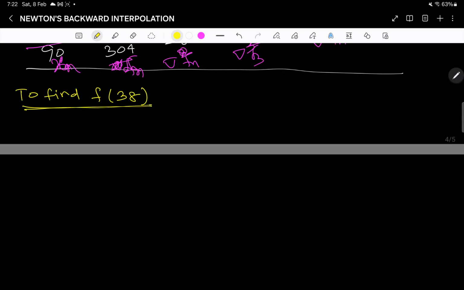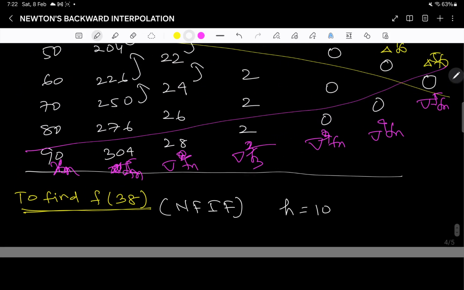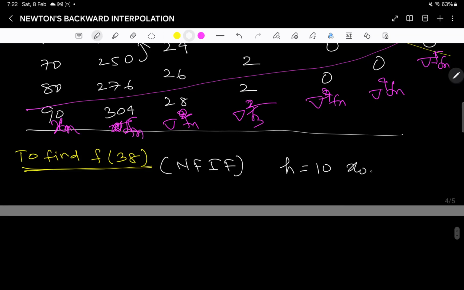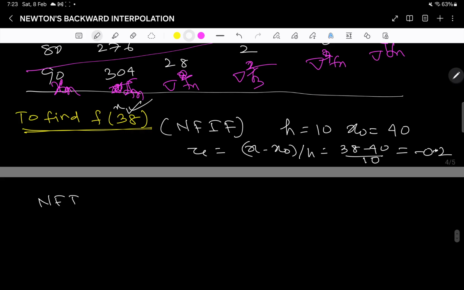Find f of 38. To find f of 38 we will use the Newton forward interpolation formula. In all the cases this h is 10 here, and here my x0 is 40. So what is u? u is equal to x minus x0 divided by h. X is my 38. So this is 38 minus 40 divided by 10, so this is minus 0.2. Now I am ready to apply the Newton forward interpolation formula.